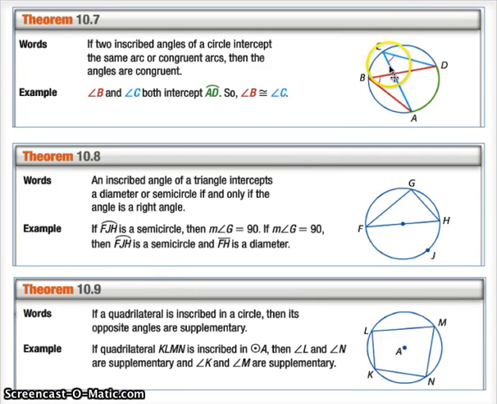Angle C is this blue angle here. It's intercepting green arc DA, and this red angle B is intercepting green arc DA. So both of these angles are half of the measure of the green arc DA, so they must be equal to each other.